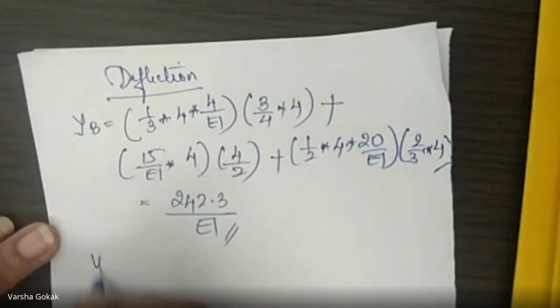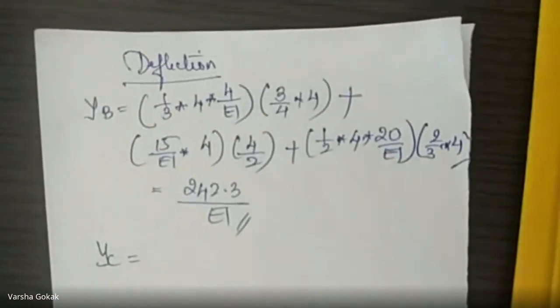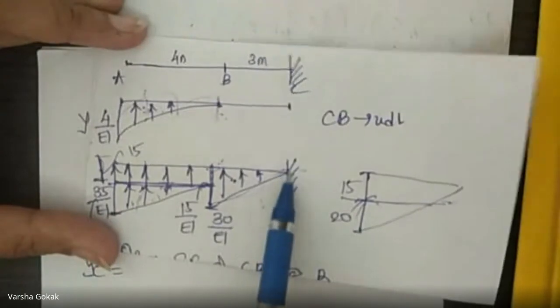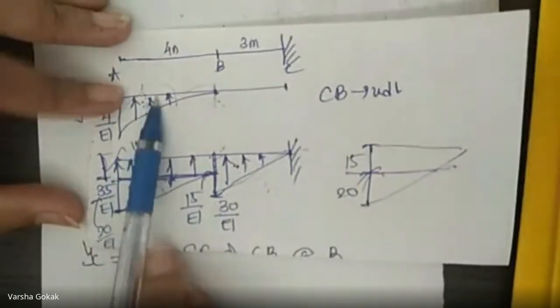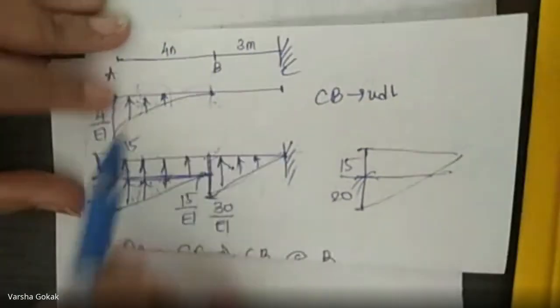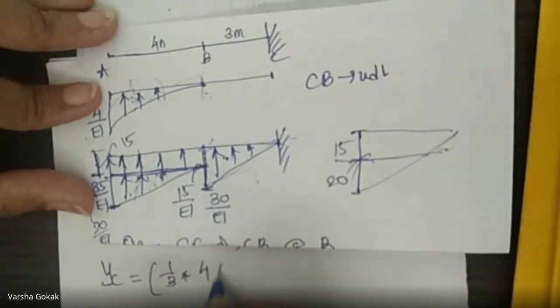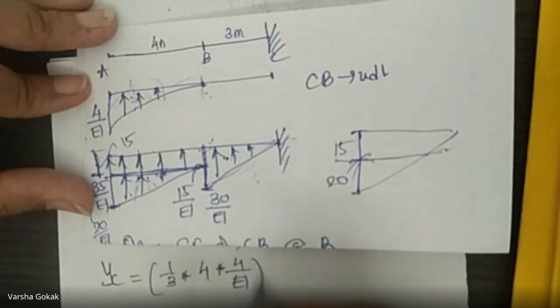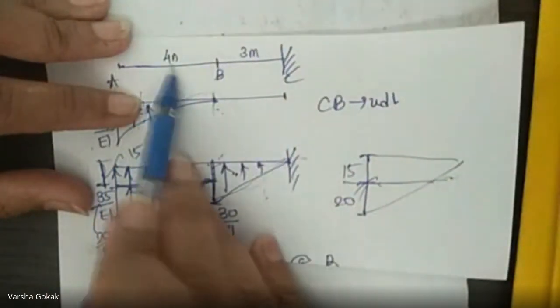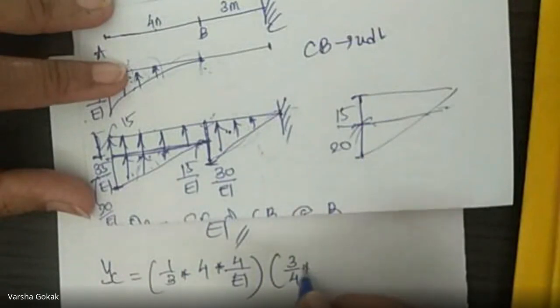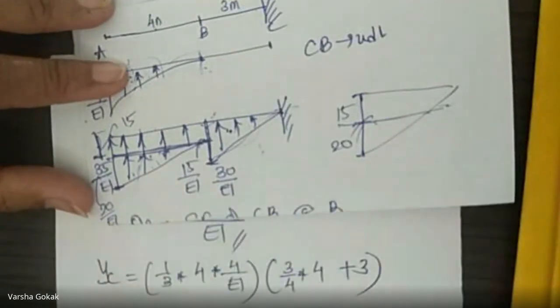Okay. Now YC. Let us find the deflection at point C. Matlab, I have to take moment at this point, right? 1, 2, 3, 4. 4 figures will come. Starting with this. Okay. 1/3 base is 4, height is 4 by EI. CG is 3/4 of 4 plus 3 because this distance has to be added. So 3/4 of 4 plus 3.